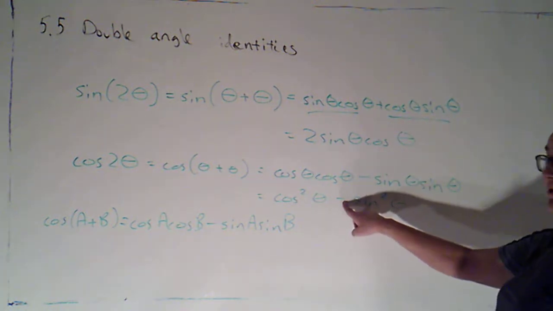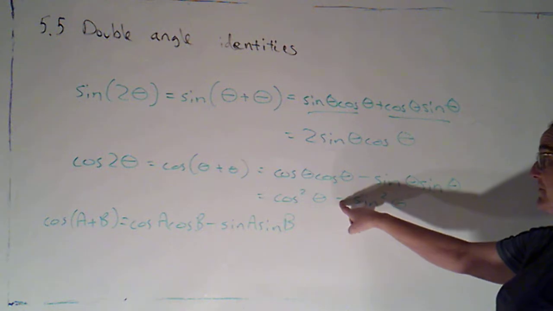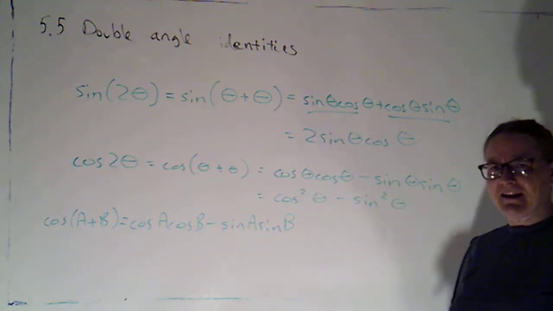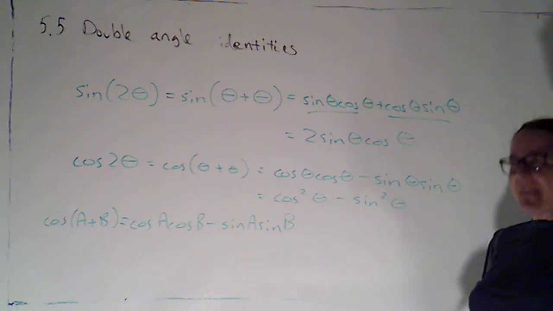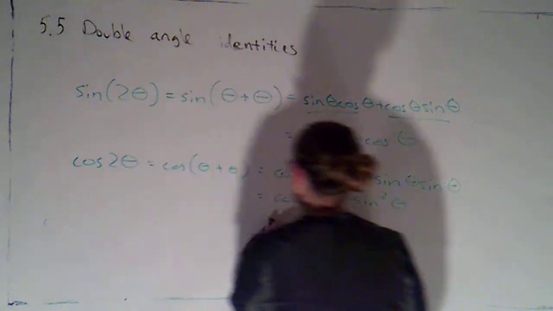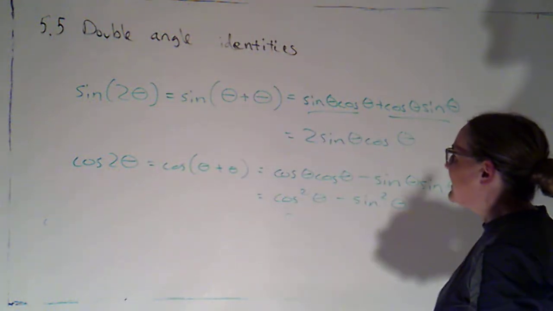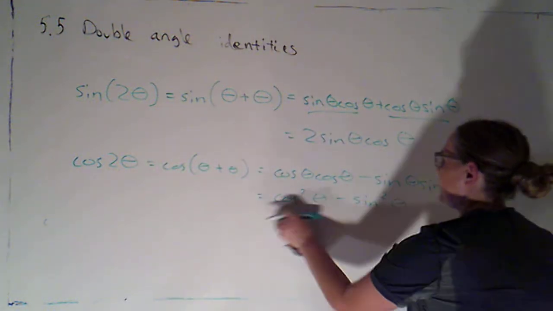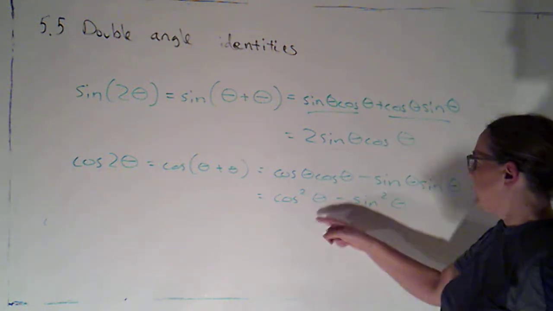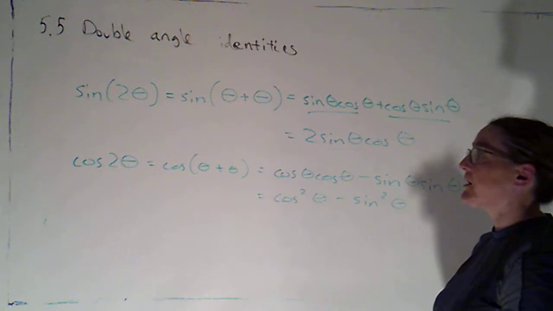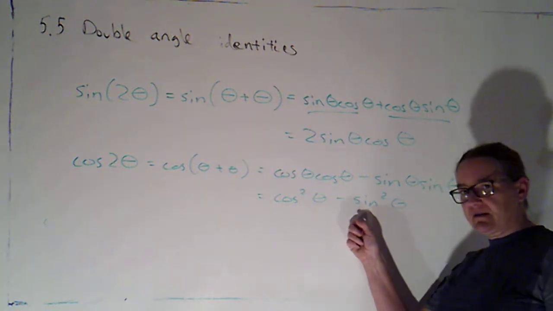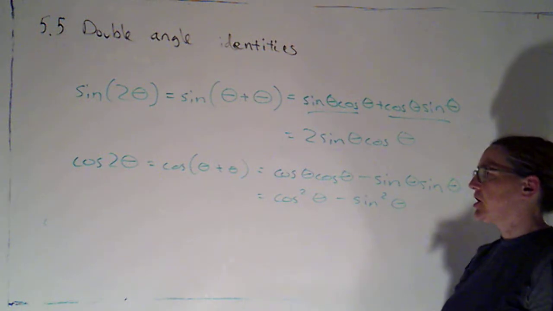Notice, super important that that's a negative sign. If you get that wrong and you put a plus sign there, you've just said that cosine of 2 theta is always 1. That's not true, okay? So that negative sign is super, super important. All right, now what's interesting here is that cosine of 2 theta, we've just said that it's cosine squared minus sine squared, but there are actually 3 versions of the double angle formula for cosine.